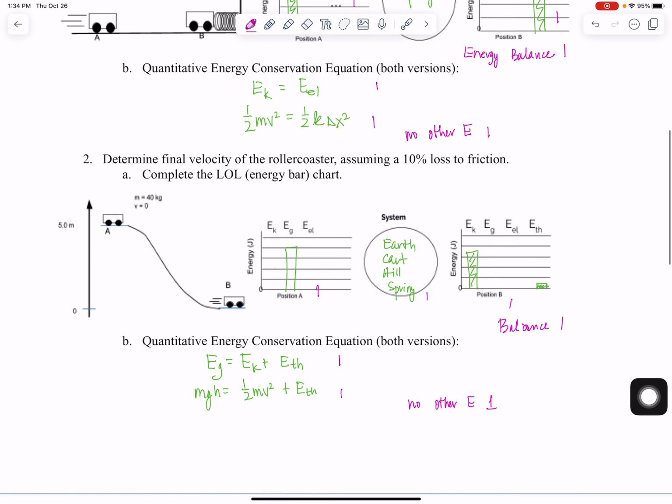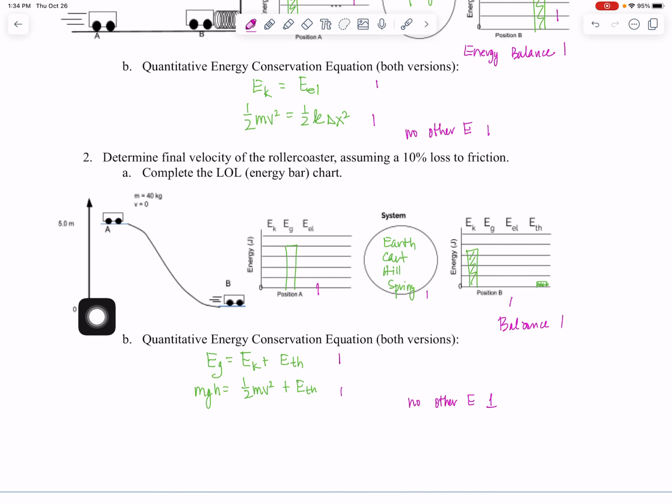All right, number two, again, we are at a height up here of 5 meters, zero velocity. So all I have is gravitational potential energy. I have a 10% loss to friction. We don't have to worry about that numerically. I just know that tells me some energy has gone into the energy account. I'm also moving, and I'm at H equal to 0. So I only have kinetic, and I have not quite as much as I did before.